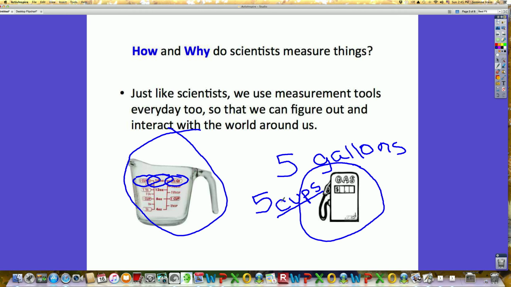Now, in the experiments and activities we did in the previous days, we needed to measure mass and volume in order to learn about density and what made substances float or sink. So measurement is very important.